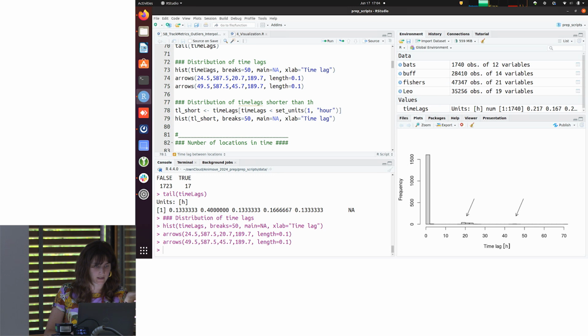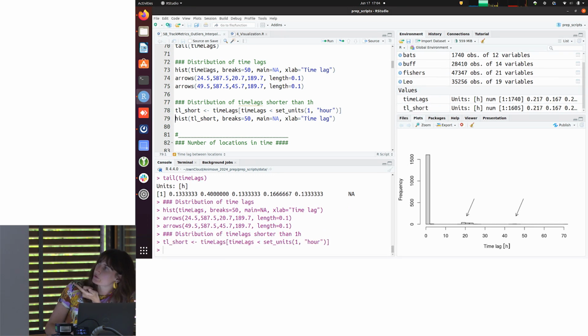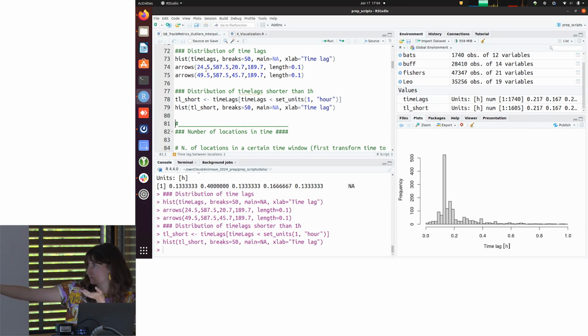But of course, you can always look at shorter time lags. In this case, we are curious about time lags shorter than 1 hour, the sampling frequency. And then we look, okay, most data are actually every 10 minutes, I think. This is 0.15 hours. Yeah. Just to make sure.